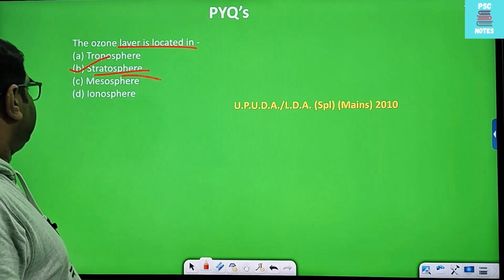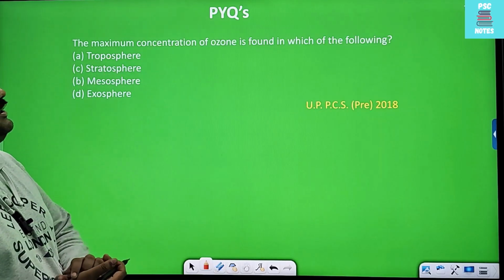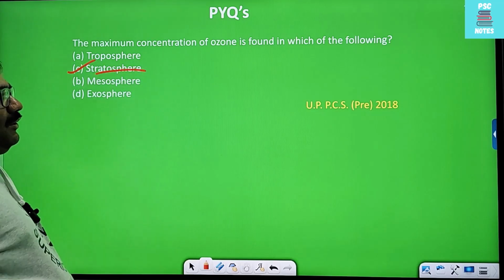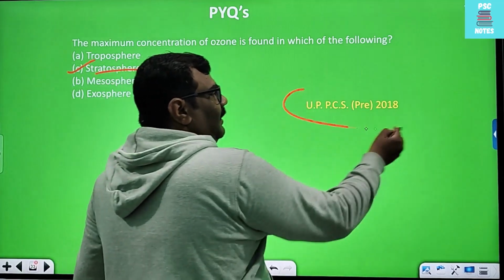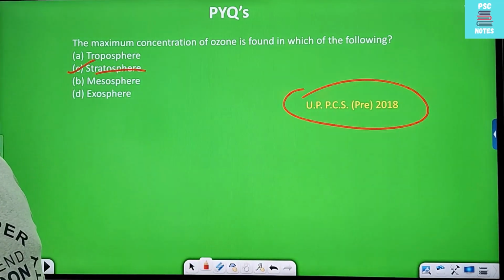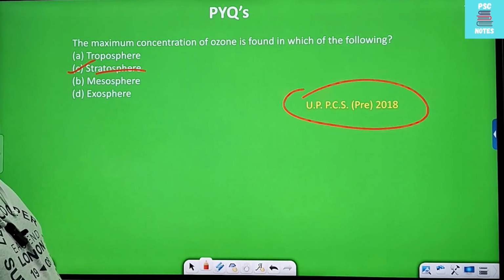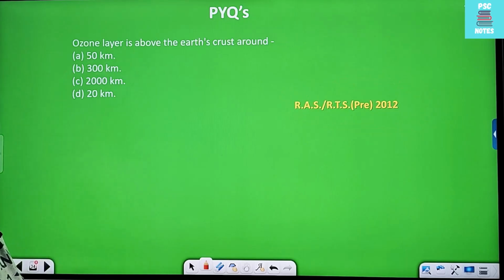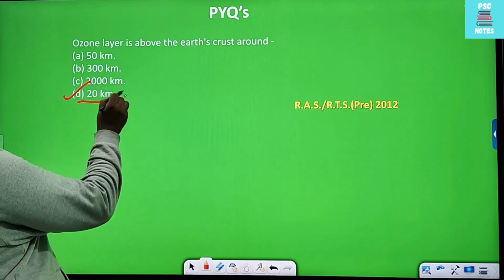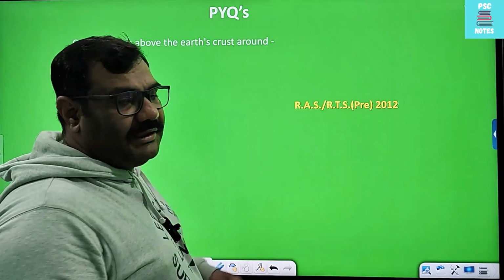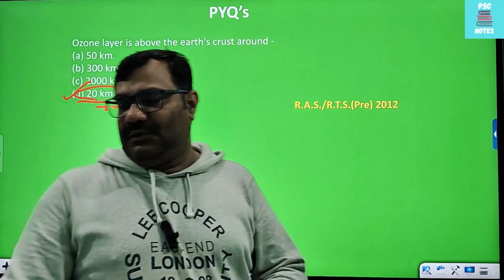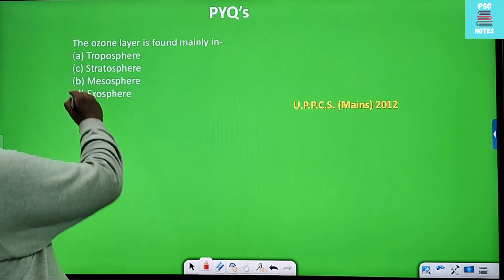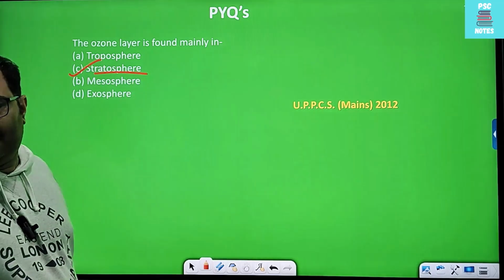Now the next question: the maximum concentration of ozone is found in which of the following? The stratosphere. It was asked in UPPSC prelims 2018. Easy question. Now, the ozone layer is found above the earth's crust. We have already seen the maximum concentration is between 20 to 25 kilometers. The ozone layer is mainly found in the stratosphere.